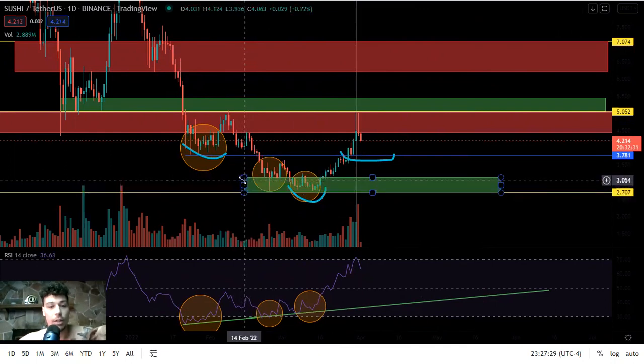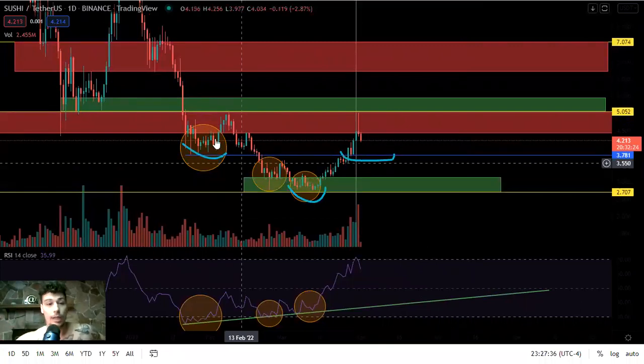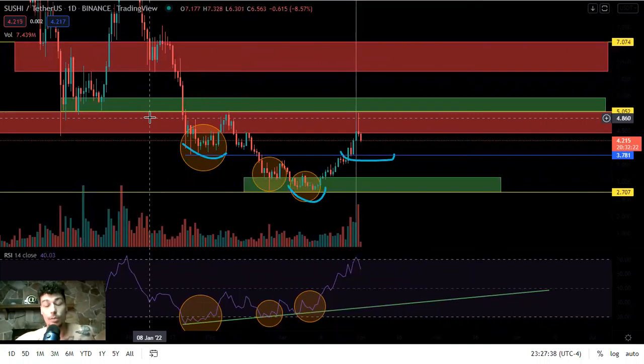Now these are areas where there is a demand imbalance, and that causes the price of the token to rise. And then these red boxes are what's known as supply zones, and this is where there is a supply imbalance, meaning there's more supply than demand, and so the price is going to drop until there is enough demand for it to go back up.